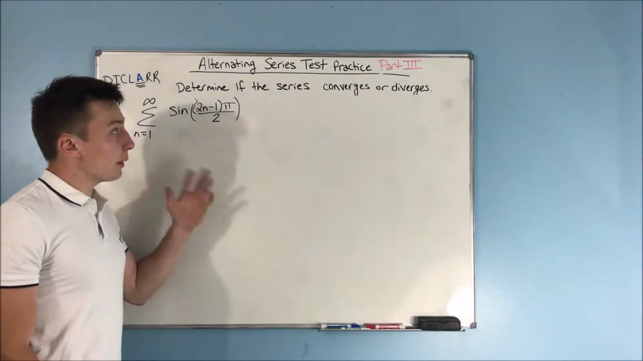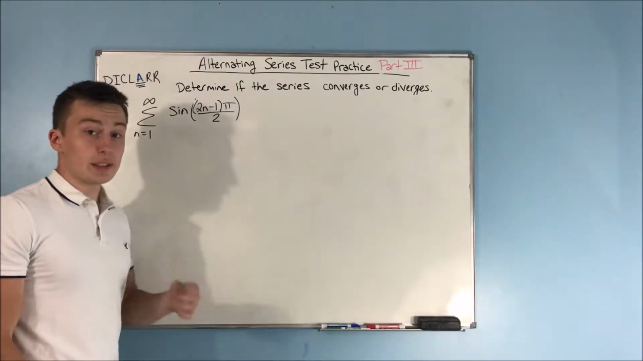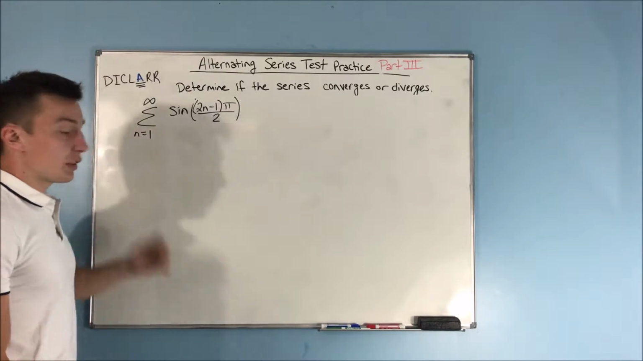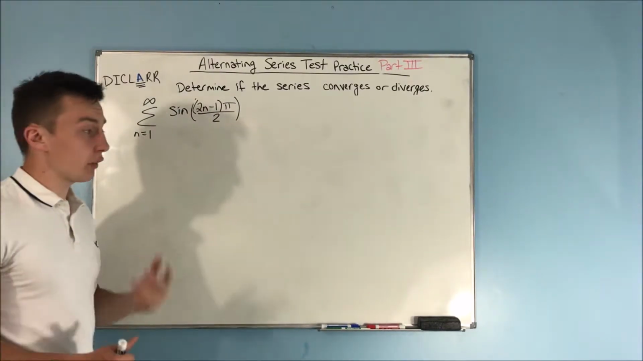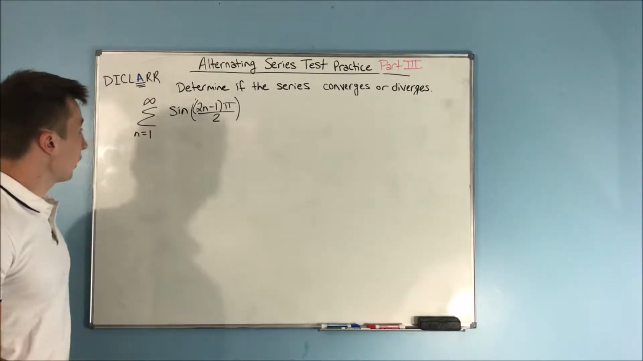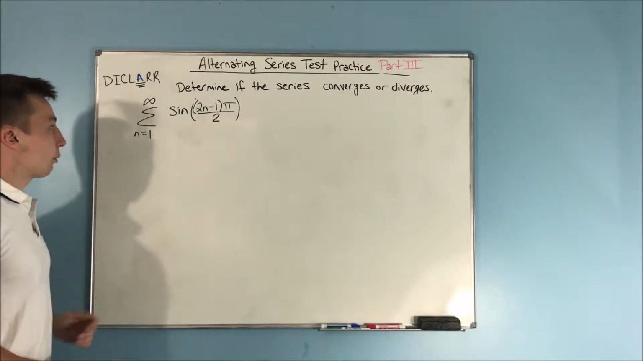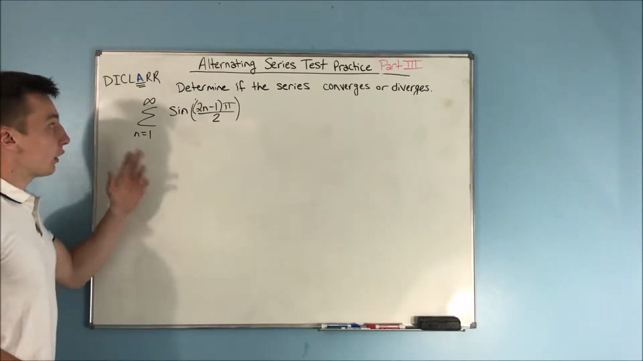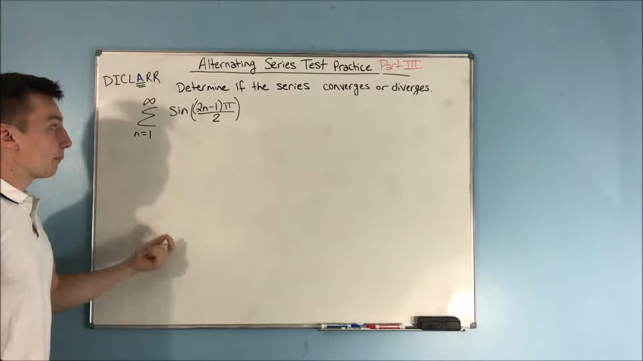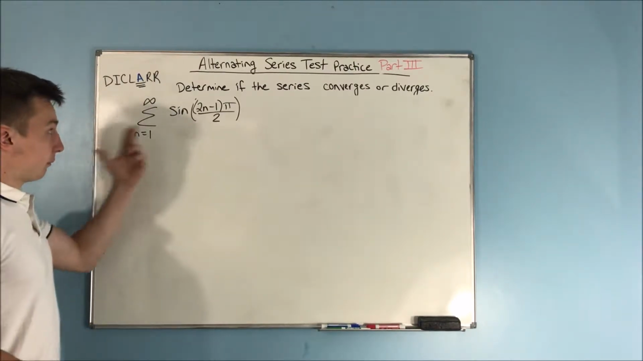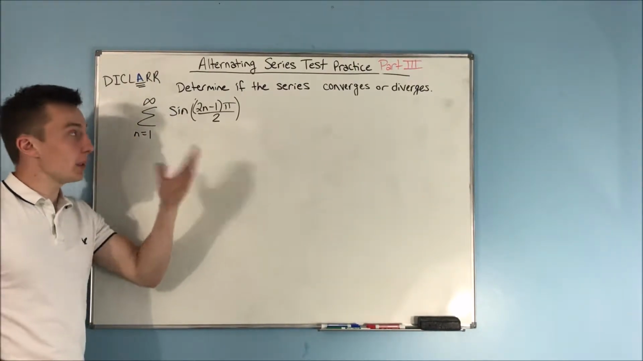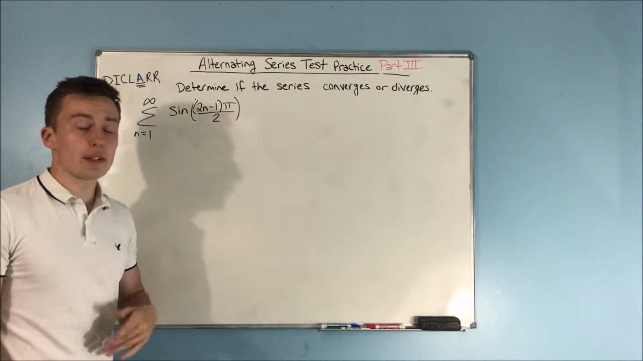Alright, so this video is going to be part 3 of our alternating series test practice. We want to determine if this series converges or diverges, and we have the series up on the board, the sum from n equals 1 to infinity of sine of (2n minus 1) times pi over 2. Now, we don't need to perform an alternating series test on this series itself, but it does relate.